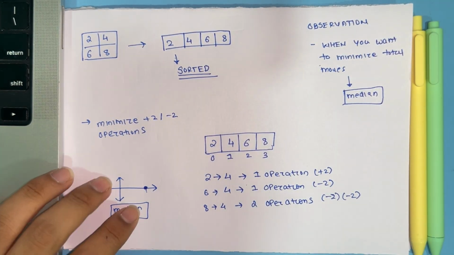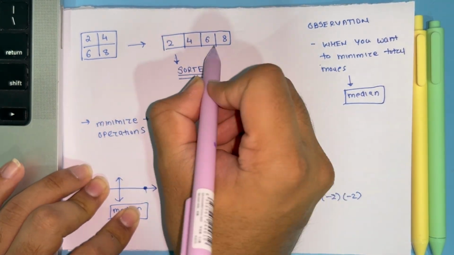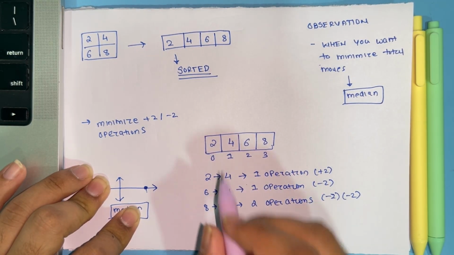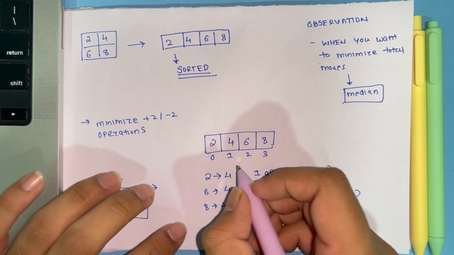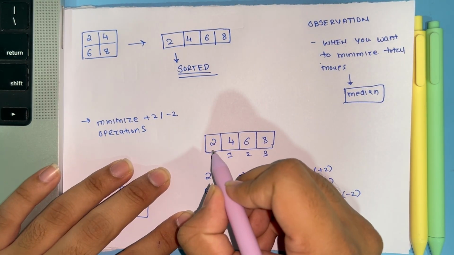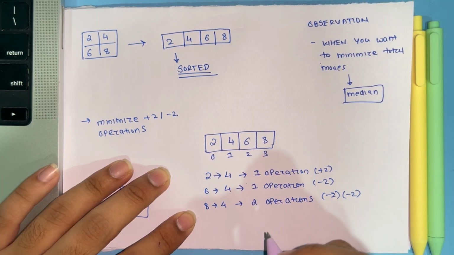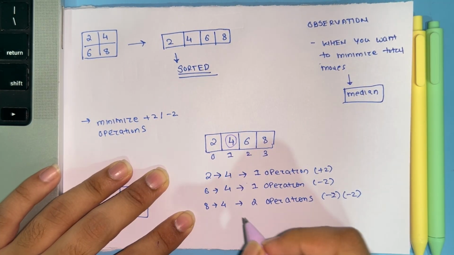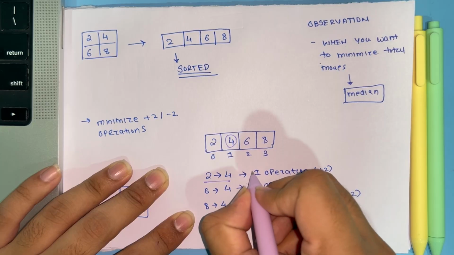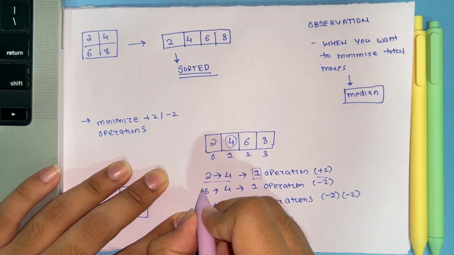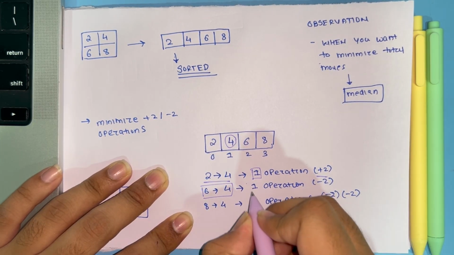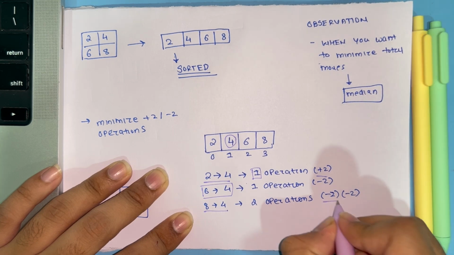Okay, so we had the grid. What I have done, I have just flattened this list. Now in this list, which number do you think that traveling from any element will be the closest? It will be 4, because if we go from 2 to 4, we'll just require one operation, that is plus 2. From 6 to 4, another one operation, that is minus 2. From 8 to 4, 2 operations, 2 minus 2's.